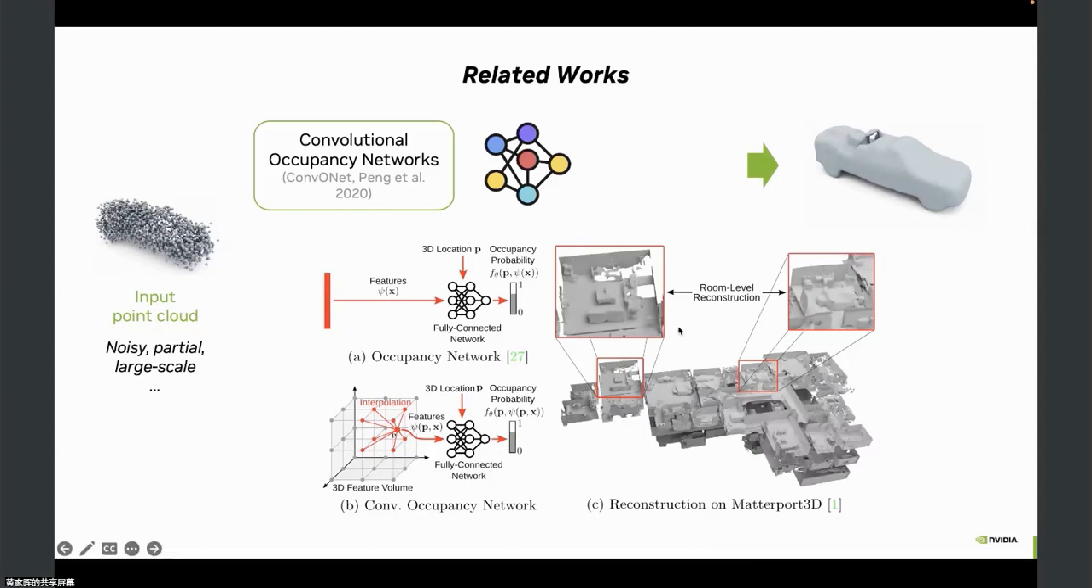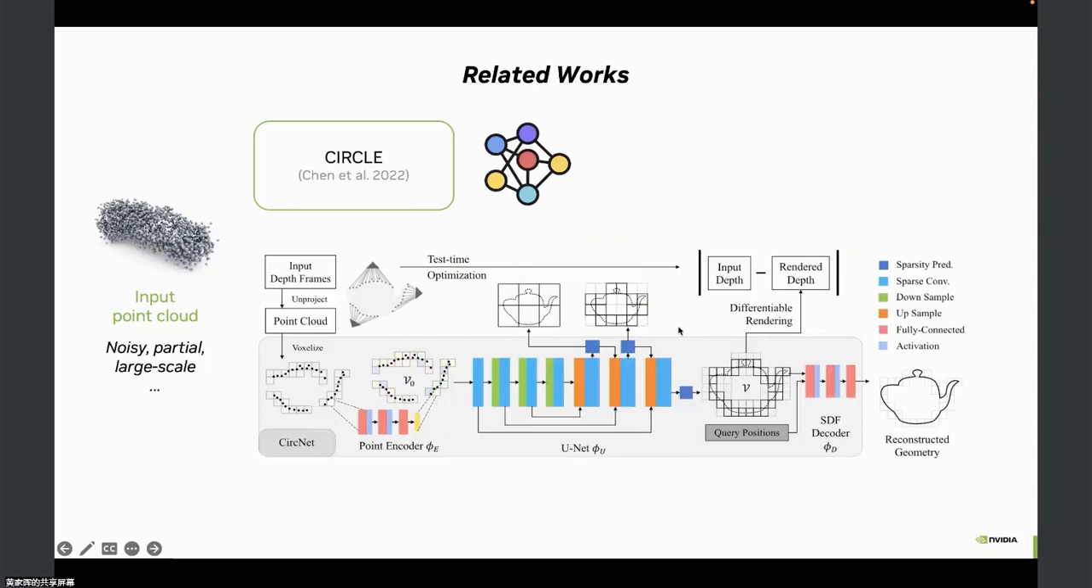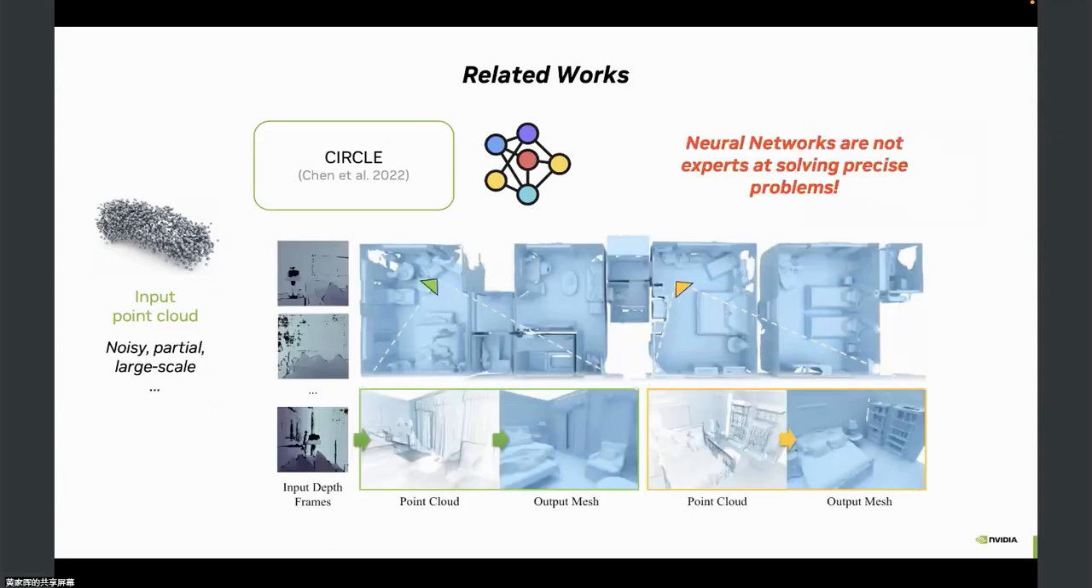Recently we also have another work called Circle, which makes this entire deep learning framework large scale by using sparse convolution and sparse operations in the network, so it can reconstruct really large scale scenes. Here's a result: we can reconstruct large scale meshes like this. Just feel free to interrupt me anytime if I make any mistakes or you have anything you don't understand.